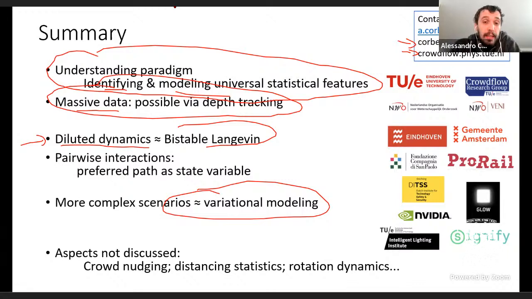I must also say that investigating groups is, at least for me, an open problem. It's like one of my next open problems. So understanding which kind of distribution of group size you have and how this influences the overall flow is something that I'm very interested in looking into, but that we have not looked into yet.